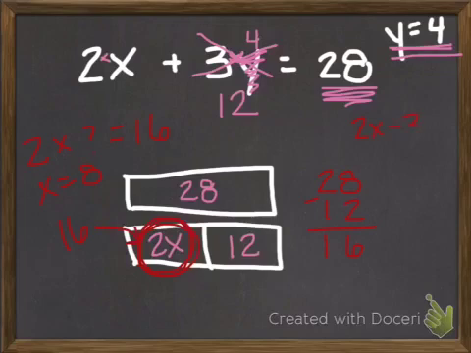Now, to check my work, I can go back to our original equation, which was 2x plus 3y equals 28. So let's check it and see how it works. If we know here that x equals 8, so right here, 8 times 2 is 16, plus we know that y is 4, so 3 times 4 is 12. And we know 16 plus 12 is 28, which is correct. It works out. So we know the answer to our problem here is x equals 8.